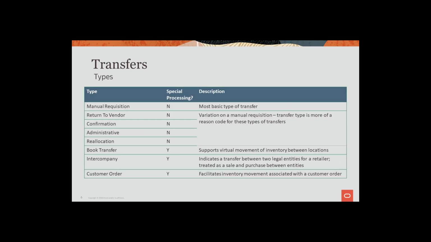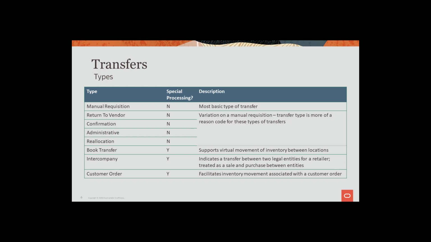Merchandising supports multiple different types of transfers. The type of transfer often indicates the source or how the transfer was created and may also result in slightly different behavior when it is shipped or received. The most basic type of transfer is a manual requisition. There are several other transfer types that work very similar to a manual requisition, but may be selected instead to indicate a reason for the transfer, including return to vendor, confirmation, administrative, and relocation transfer types.